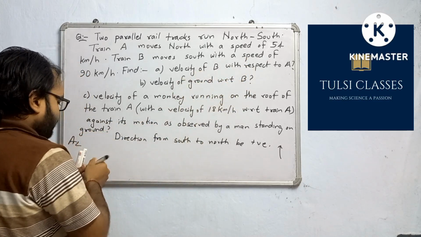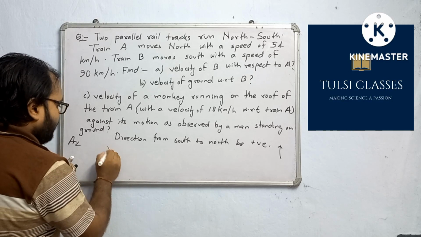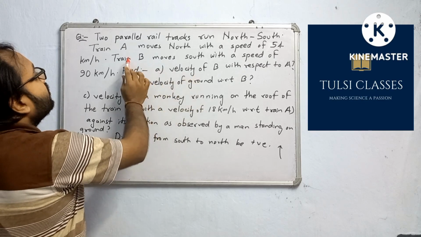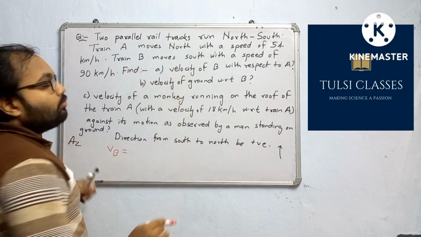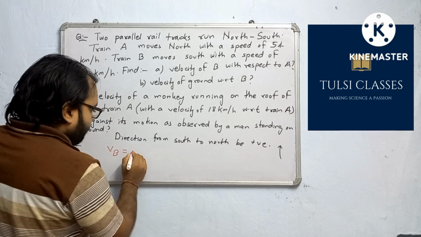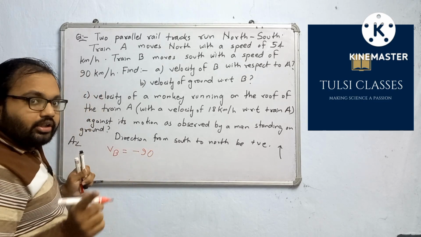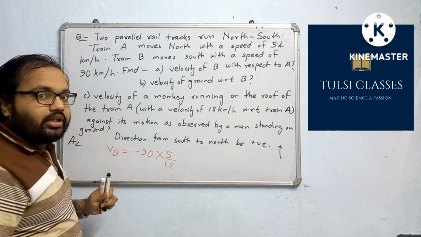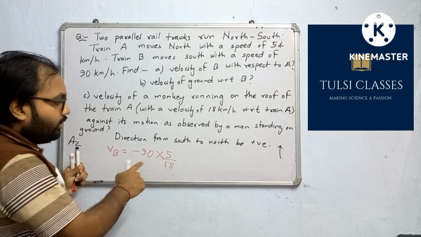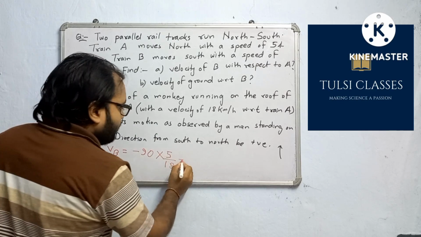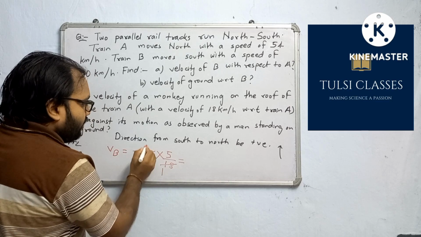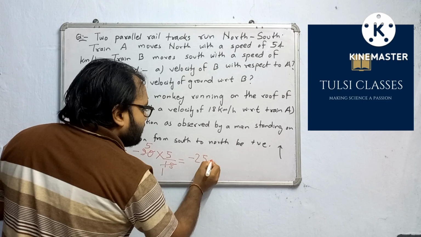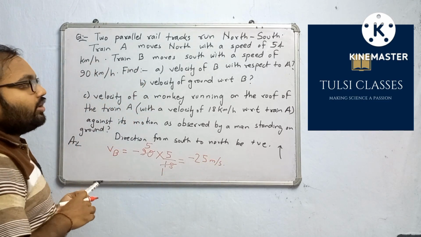So velocity of B, VB, is equal to how much? It is 90 km per hour moving south, so it will be negative, minus 90 km per hour. To convert it into meter per second, we have to multiply by 5 by 18. Minus 90, so cancel it. 18 ones are 18, 5 fives are 25. Minus 25 meter per second is the velocity of train B.